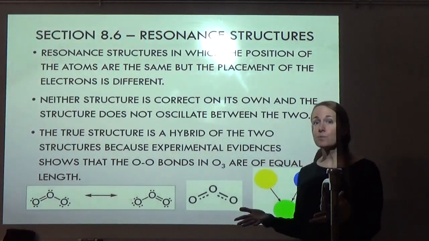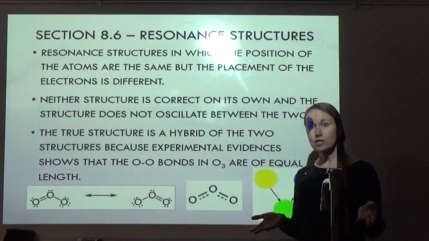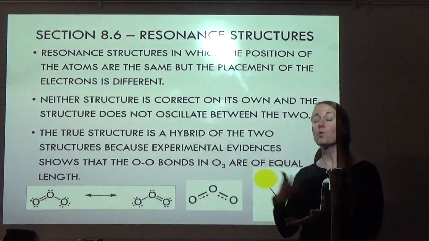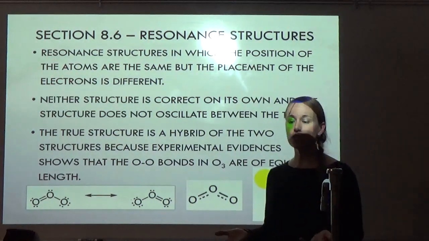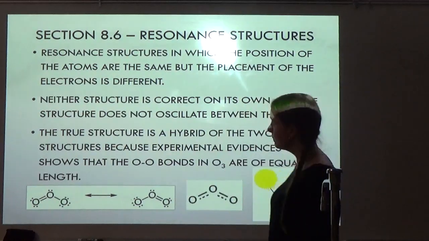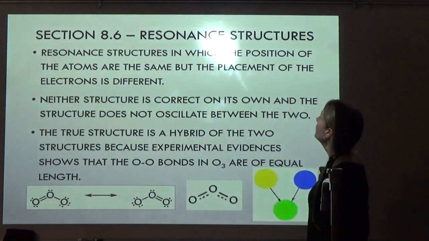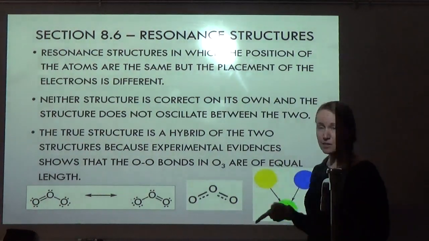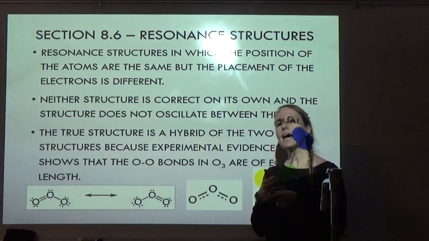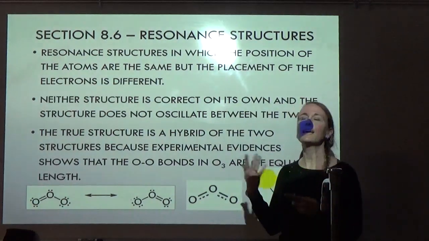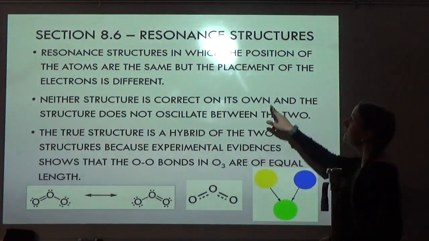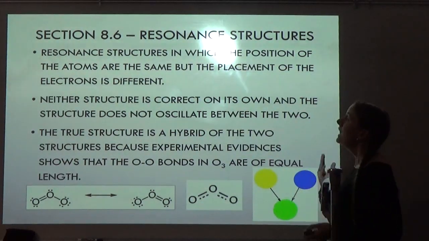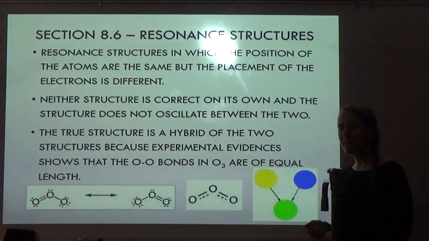You already saw some resonance structures when we did formal charges. Resonance structures are just when more than one possible Lewis dot structure can exist for a substance. The positions of the atoms are the same, but the placement of the electrons is different. So you can't move any of the atoms, you can only move the bonding and the lone pairs. Neither structure is correct on its own, and the structure does not oscillate between the two.